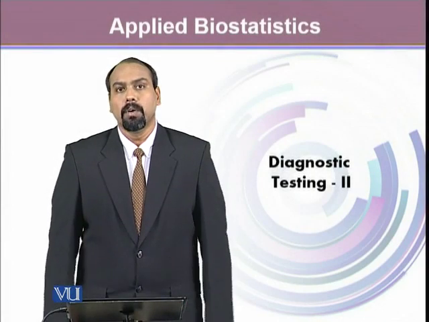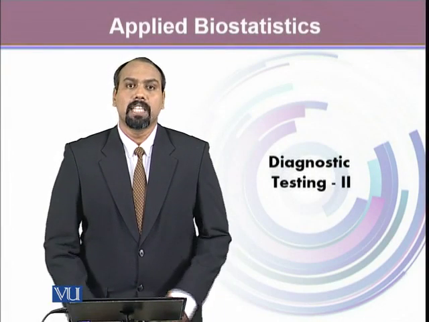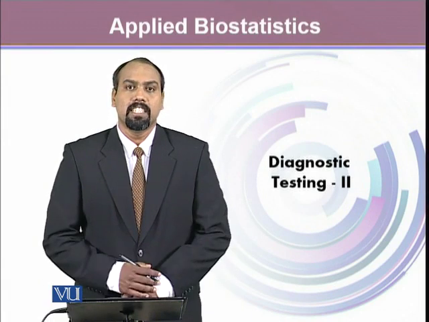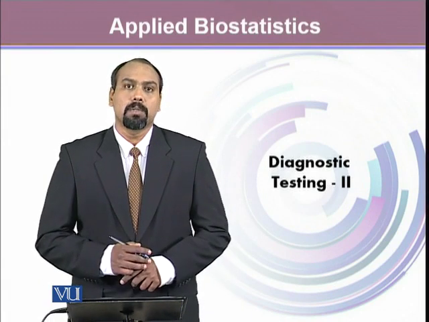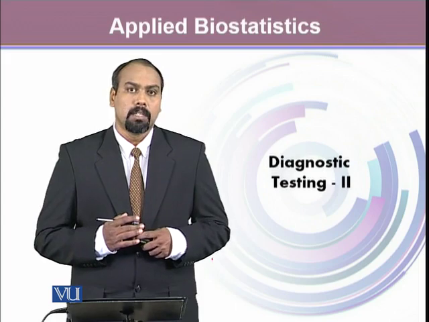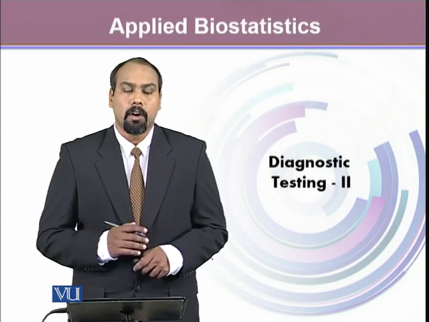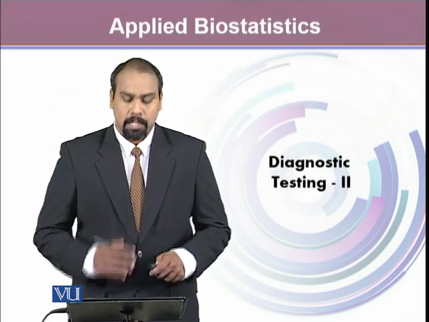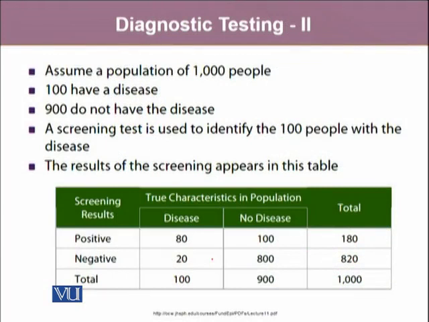In this module, we will be talking about a few examples of sensitivity and specificity, and we will also discuss various concepts of their measurements of these measures. So assume a population of 1,000 people.